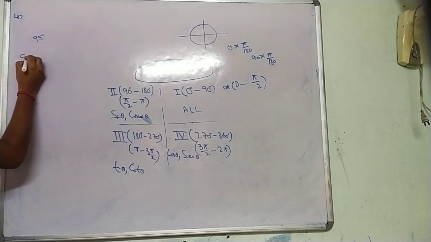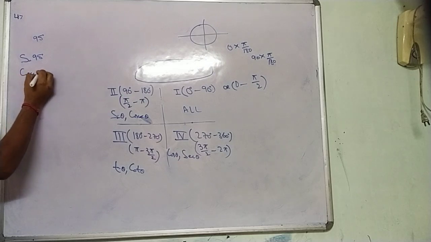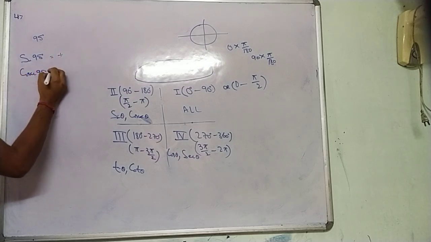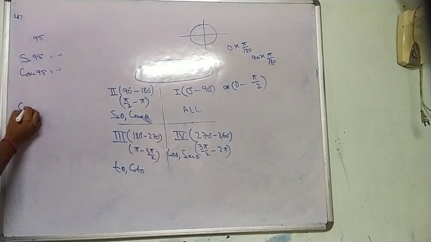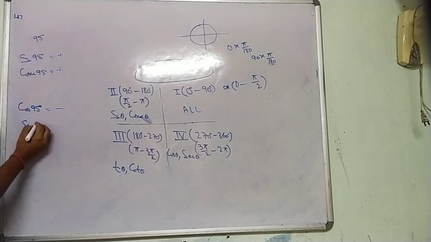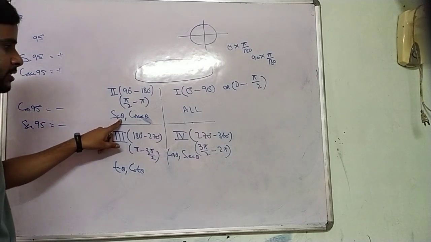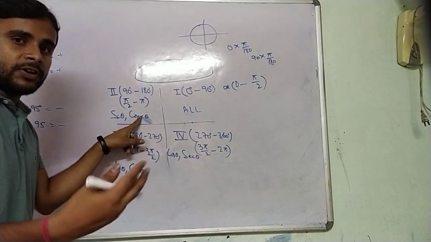So in the second quadrant, the value of sine function and the value of cosecant function will give you a positive result. Rest all functions, if I ask you what is the value of cos 95, your answer is negative. If I ask you what is sec 95 degree, your answer is negative. Because in the second quadrant, sine and cosec are positive, rest all functions are negative.